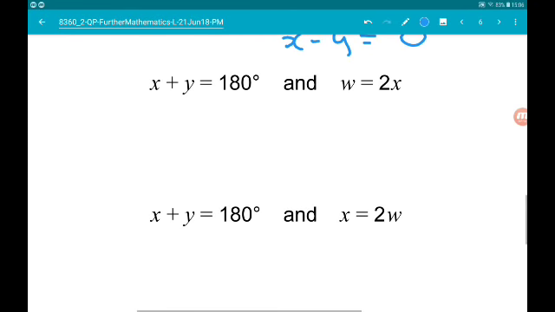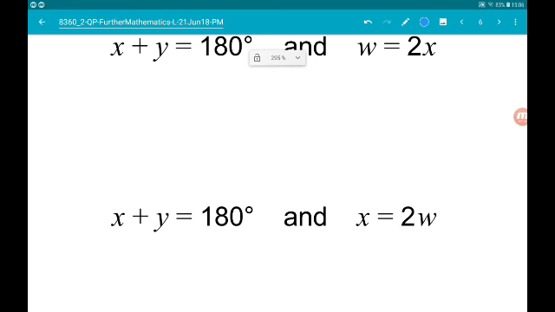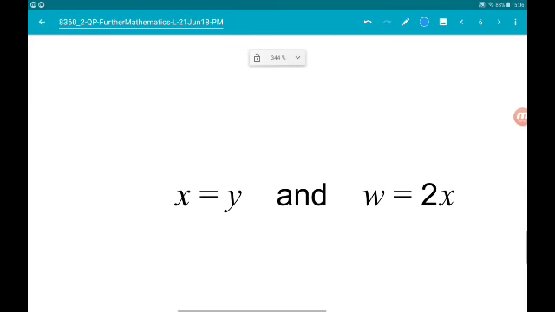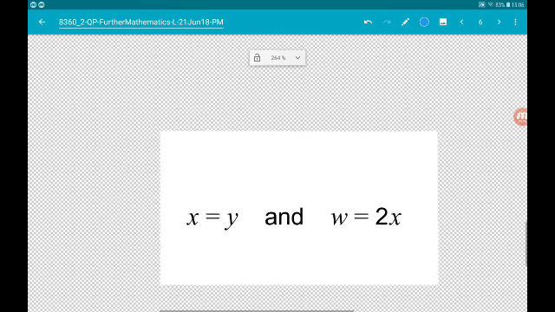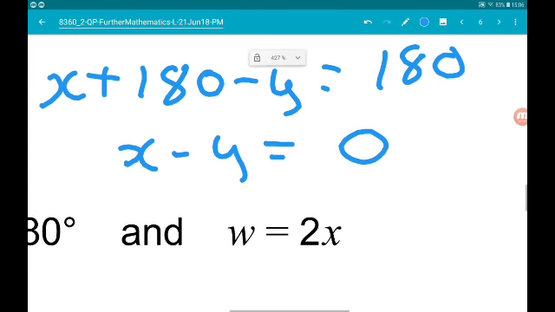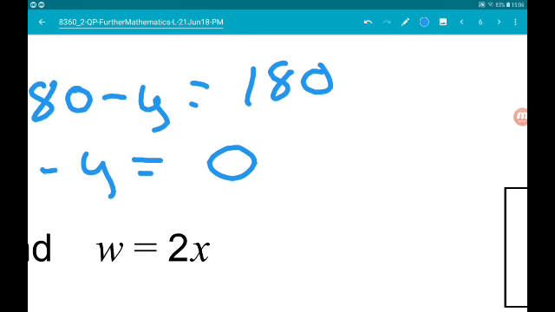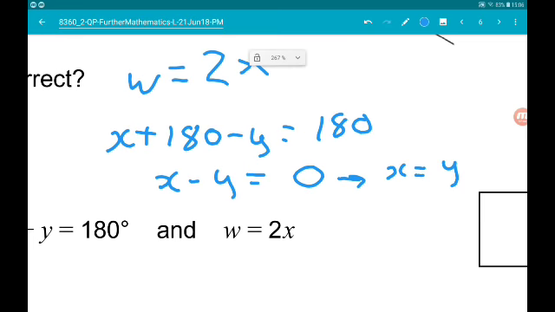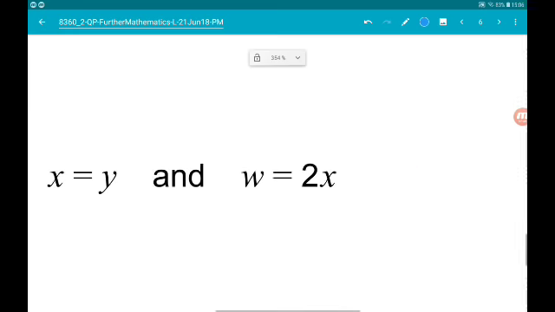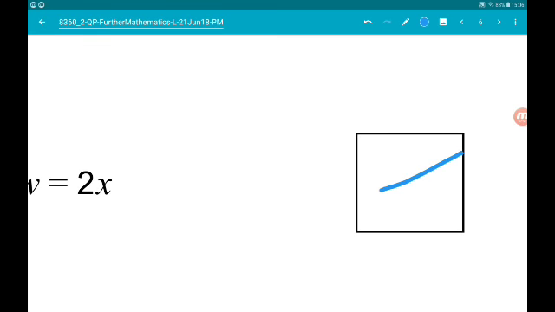What about the second one? X and y is 180, so we know that that's wrong straight away. X is equal to y and w is 2x. So that is our winner. If x minus y is equal to 0, we can add y and get x is equal to y. So x does equal y and w does equal 2x. So this is our guy. Cool.